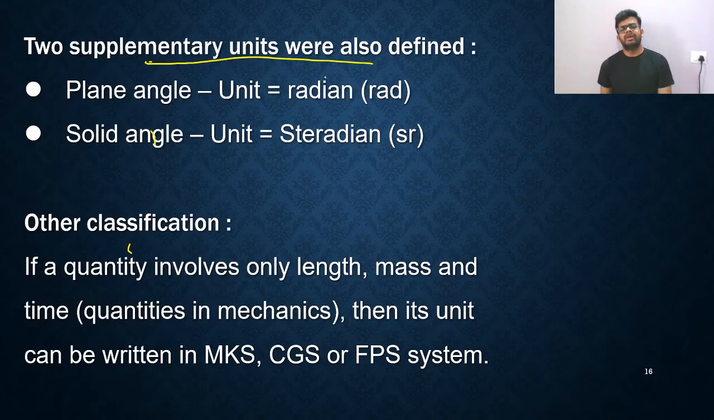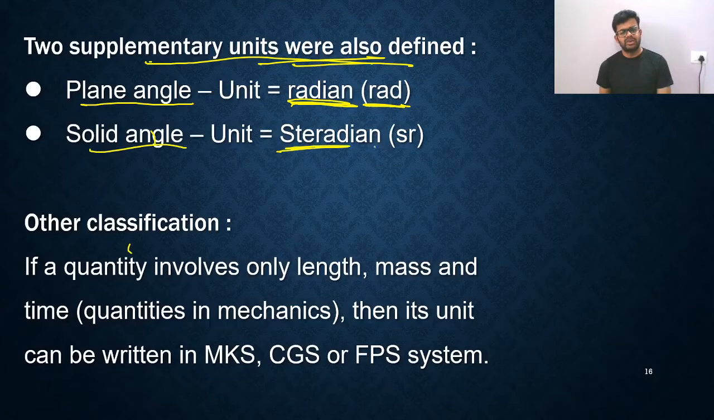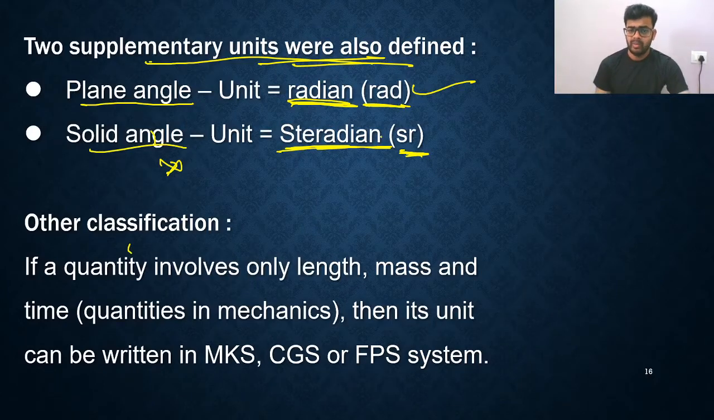So two supplementary units are there. They are what? Plane angle and solid angle. Plane angle has the unit radian, which is rad, and solid angle has the unit steradian, which is sr. Generally we don't use the solid angle, we use only the angle, that is radian. Are you getting? You may ask one day, sir, why we don't write degree, why we need to convert to radian? We need to convert to radian because radian is an SI unit, degree is not an SI unit. That's all.